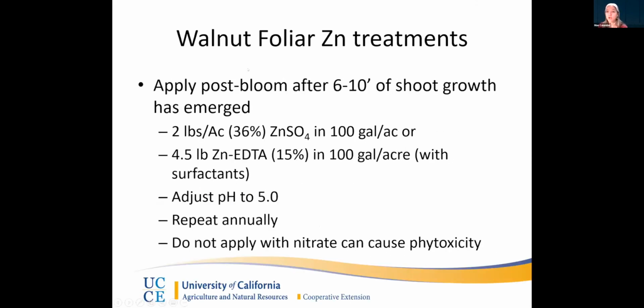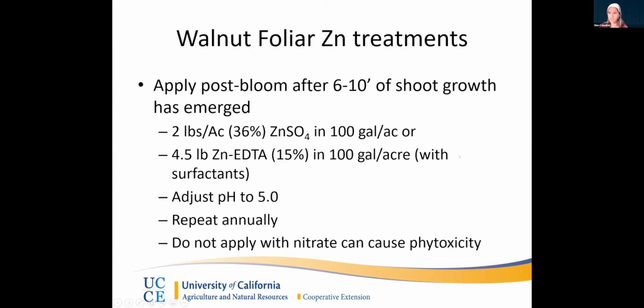Okay, so if applying zinc as a foliar, as I mentioned, post-bloom is going to be the best time, during active shoot growth. Sorry, that should be 6 to 10 inches, not 6 to 10 feet. So apply post-bloom after 6 to 10 inches of shoot growth. And the general rate recommendations are about 2 pounds per acre of zinc sulfate in 100 gallons, or a higher rate with the chelated zinc, 4.5 pounds of 15% in 100 gallons per acre.